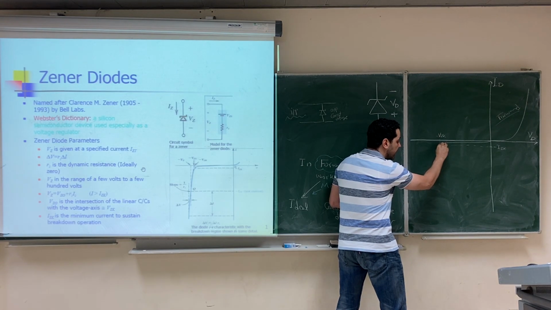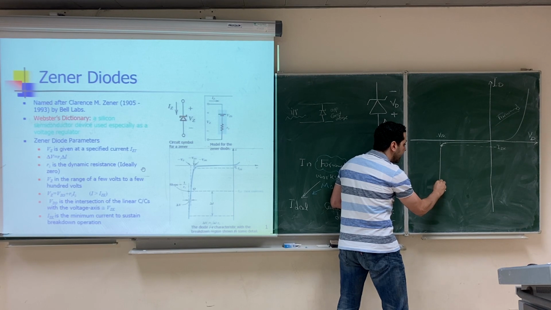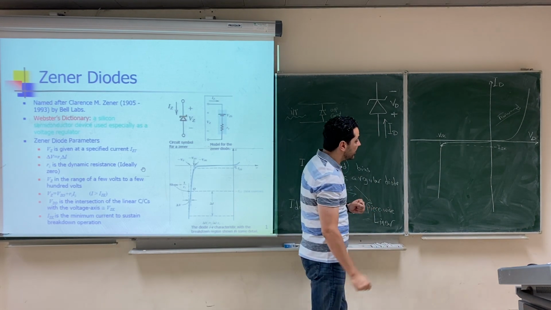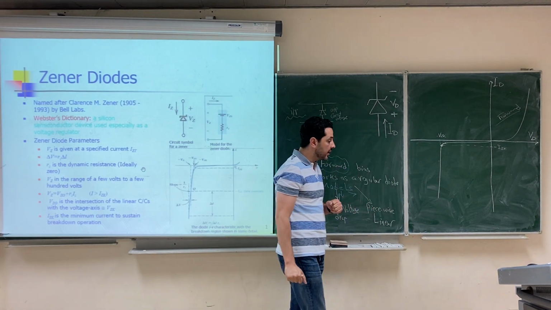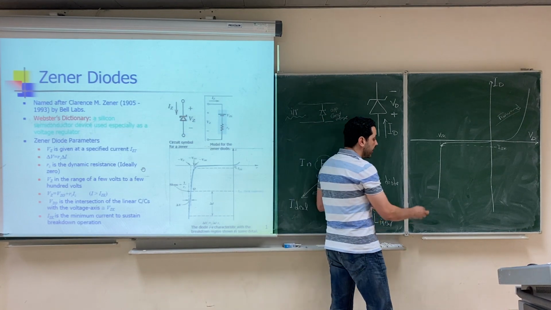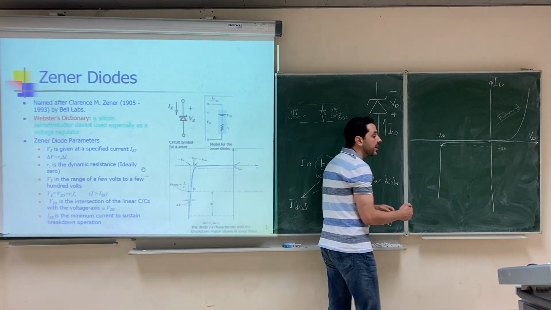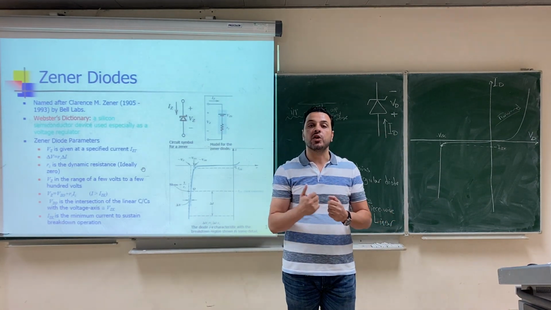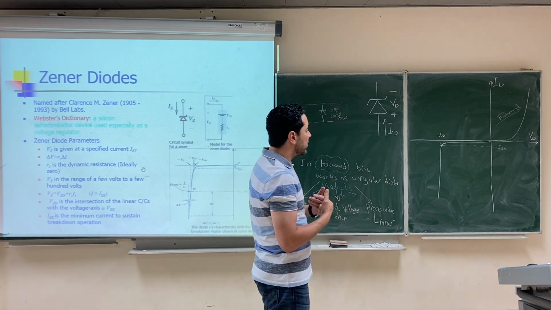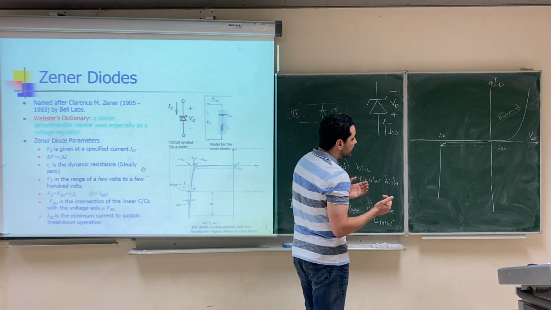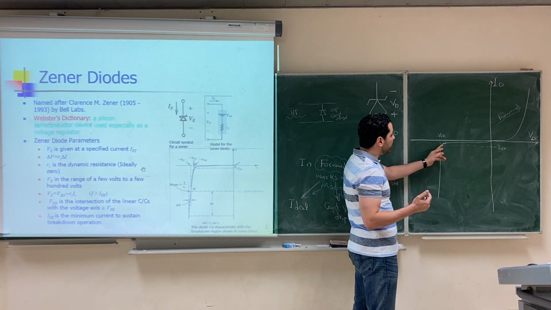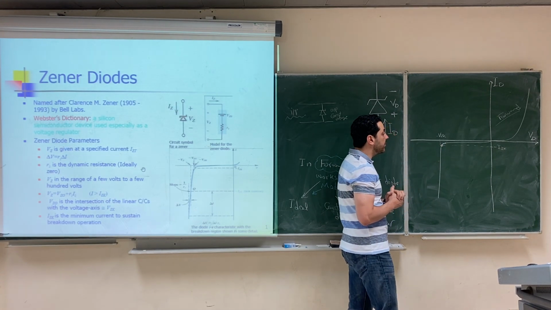and the relation between the current and the voltage will be approximately a linear relation, something like this, with a very high slope. And the slope here is very high and depends on the resistance of the diode, as we'll talk about later. So this is the point at which the breakdown will start.